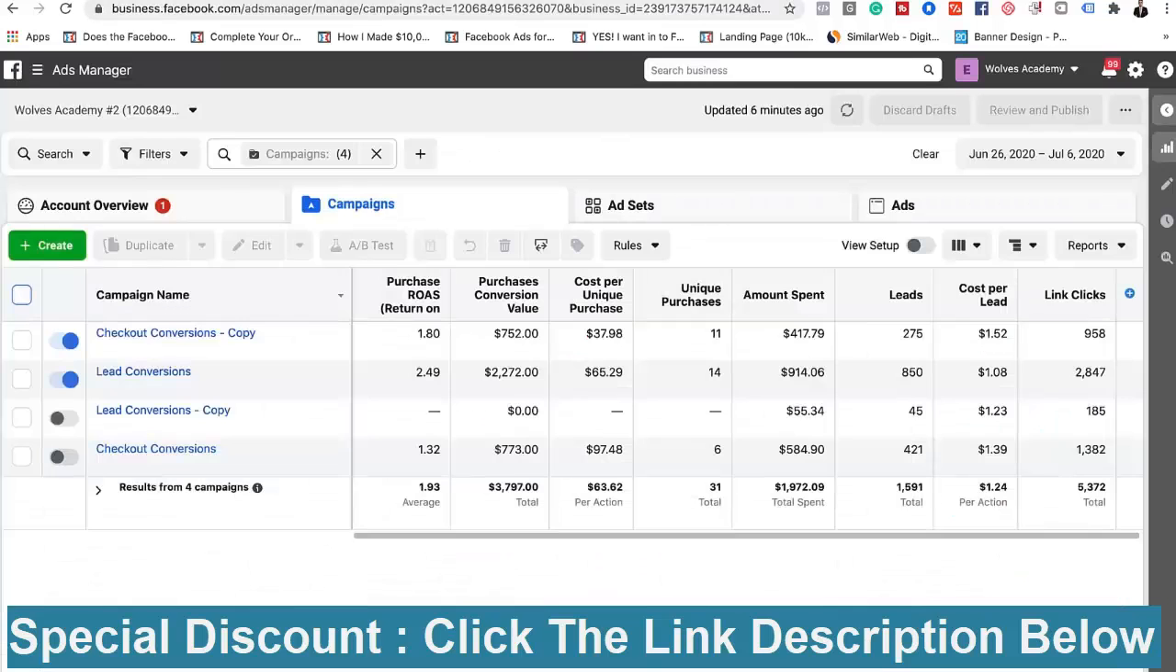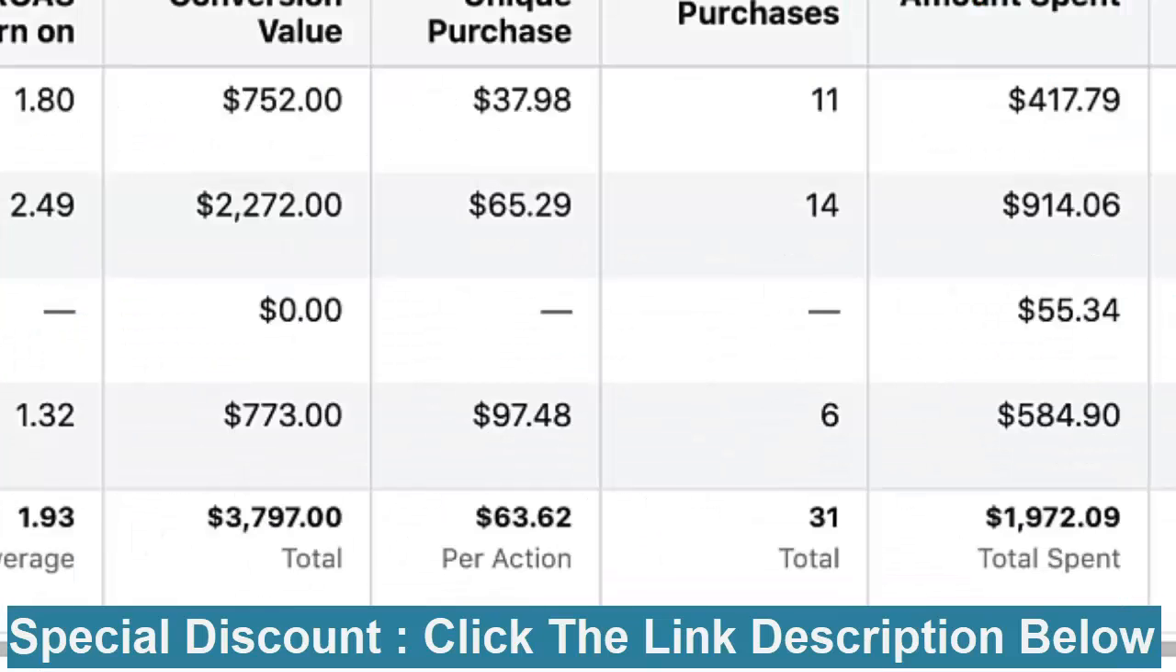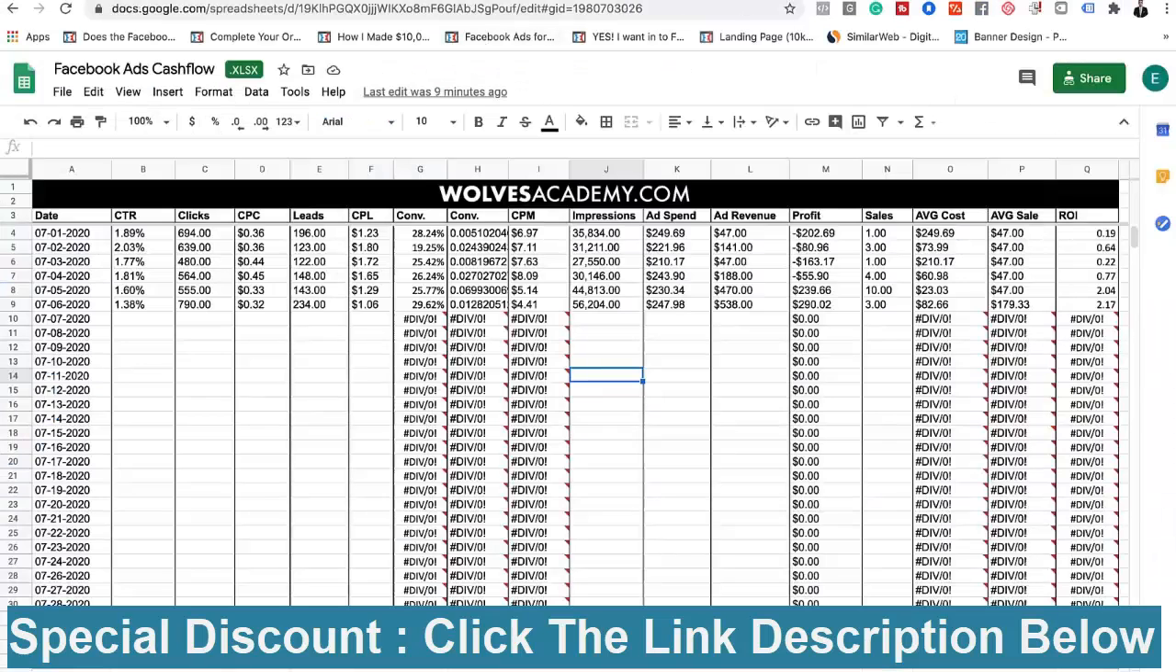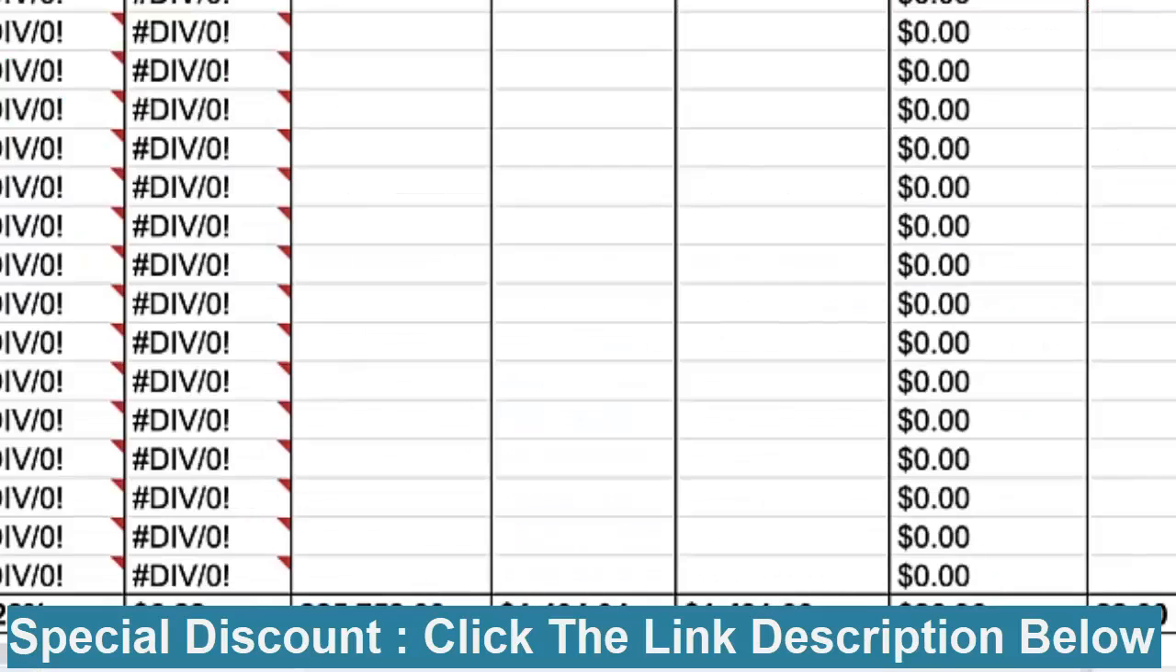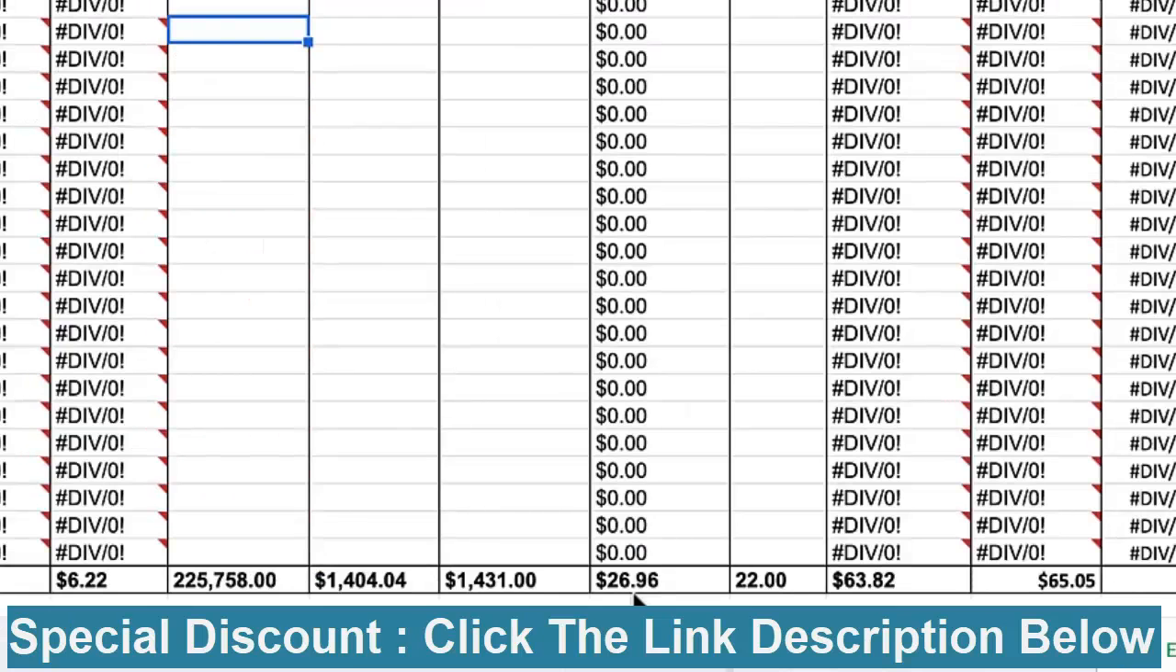So if I look at the overall campaign, we spent $1,972.09 and we've made $3,797. Now, the cool thing is that for the month of July, I spent $1,404, and in revenue I made $1,431. So we literally have $26.96 in profit. So this is called a break-even campaign.